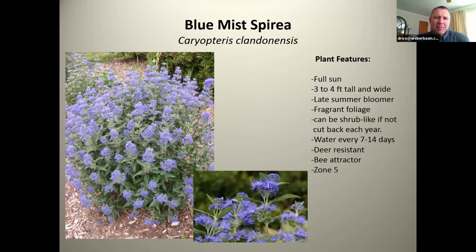Blue mist spirea. This one's common. This is a Caryopteris, and there's a few different cultivars of this out there. Late summer into fall bloomer, fragrant foliage, can get like a shrub. Some people intentionally want these to be shrub-like. They get a little bit bigger, they can be 3 to 4 feet tall. Other people cut these way back every year and keep them small.